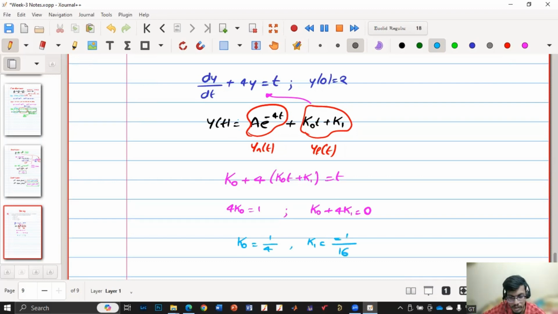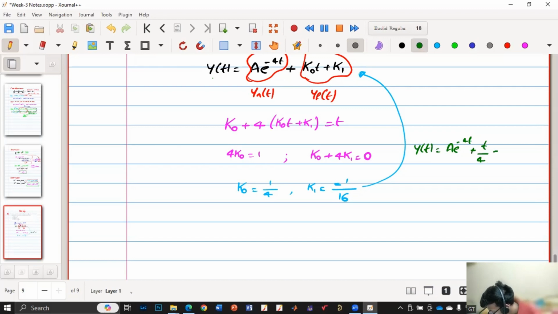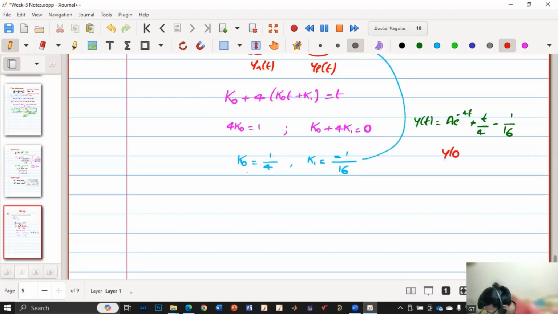Now I'll substitute this here. Now my y of t will become A into e to the power minus 4t plus t by 4 minus 1 by 16. And they have given y of 0, which is 2. So now can you calculate A?